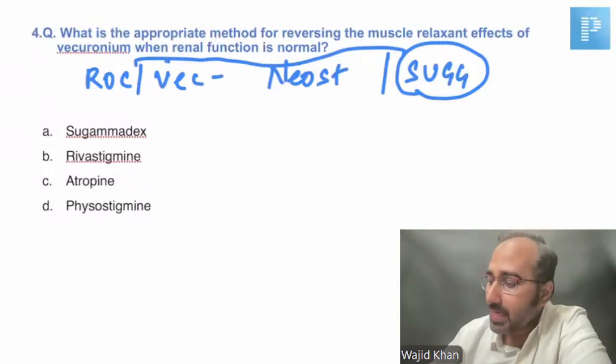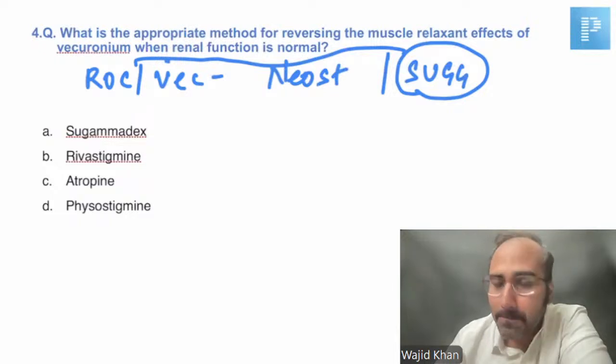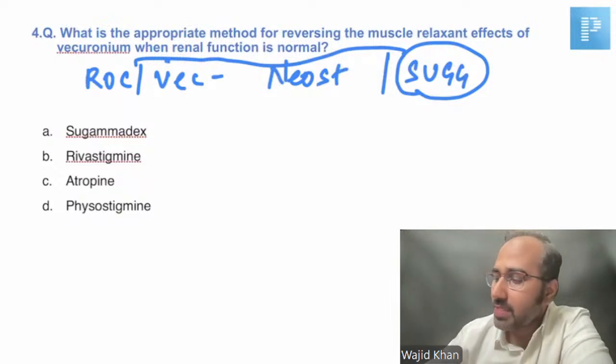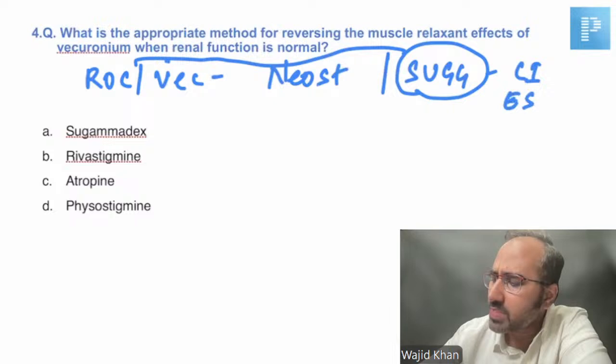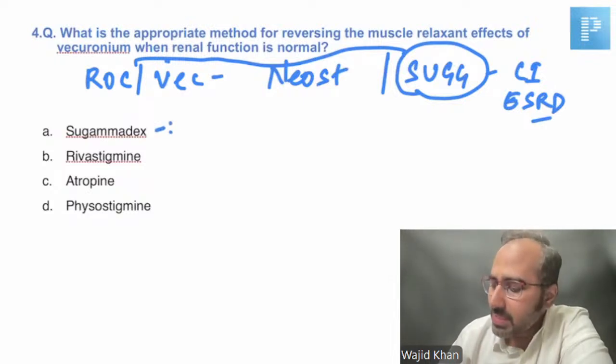But sugammadex should be avoided if the patient is having impaired renal function, or basically it should be contraindicated in the patient who's suffering with end stage renal disease. Now, guys, we are discussing this reversal agent called sugammadex. Remember, this is the answer for it.